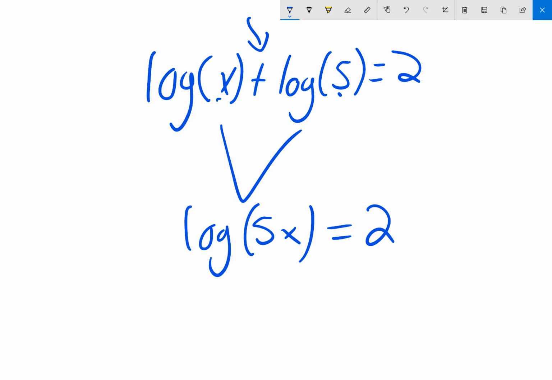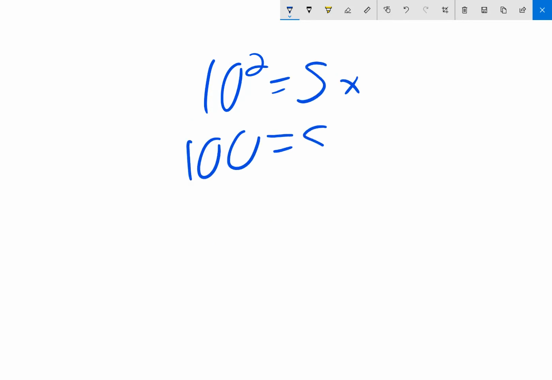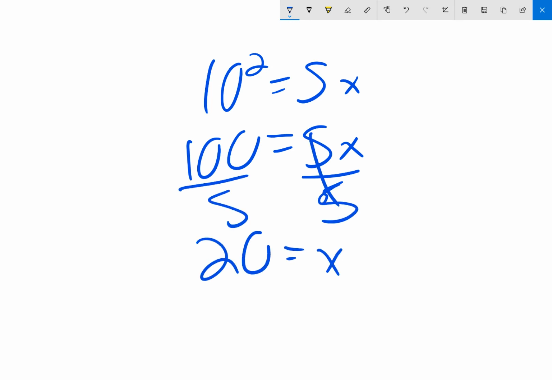Now we're going to convert it into exponential form. So just like the last problem, this is a base of 10. So we're going to use that 10 as the base, to the second power equals 5x. So 10 to the second power equals 5x. 10 to the second power is 100. So 100 equals 5x, and I believe you guys can figure out where this is going. Divide by 5, you get x equal to 20.